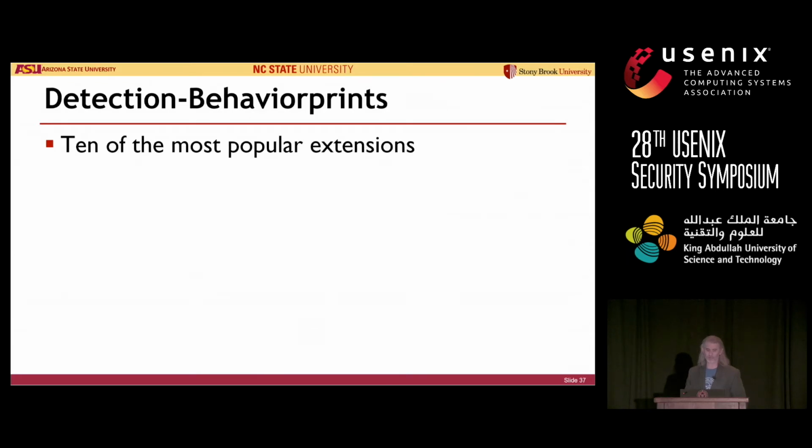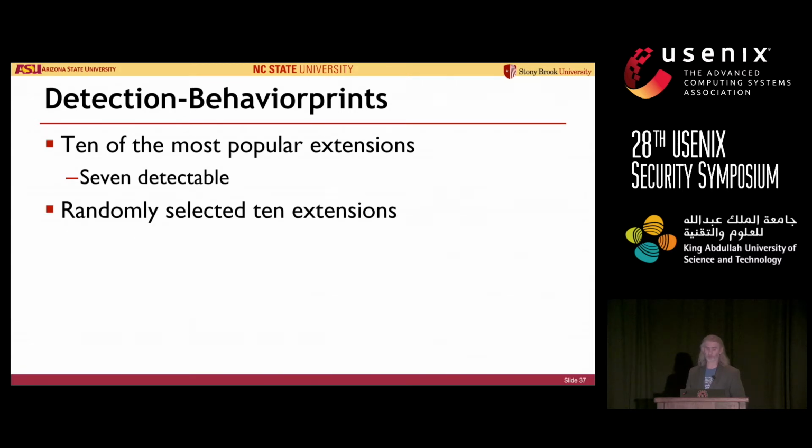Now for the last test of behavior prints, this went kind of beyond our threat model that we described, but we wanted to see how well an advanced and highly motivated adversary that was spending the time to look specifically at extensions and devise ways of identifying these extensions from a web page could do. We selected 10 of the most popular extensions, and 7 of them were detectable even though they were cloaked. Randomly, we also selected 10 extensions just from the entire population and found that 5 of those were detectable even though they were cloaked.